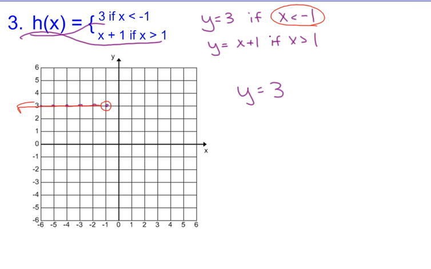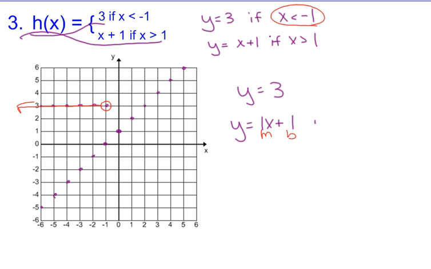My next one is y equals x plus 1. So my slope is 1, my b is 1, so I start at 1. Again, if you look here, there's my b. So I start at 1 and I move with my slope. Up 1, right 1, all the way through the graph. Up 1, right 1. Down 1, left 1. Down 1, left 1.